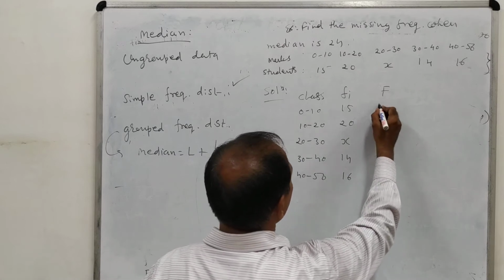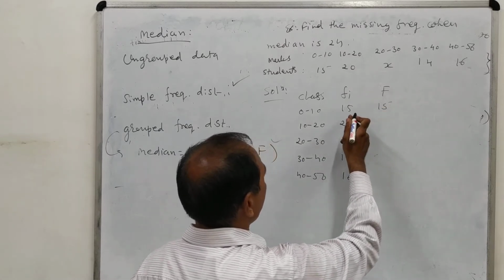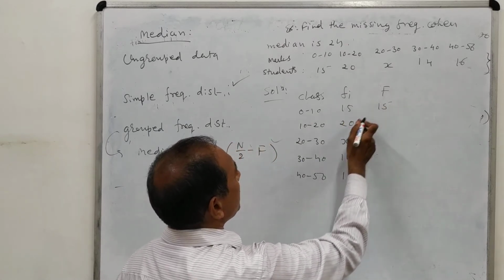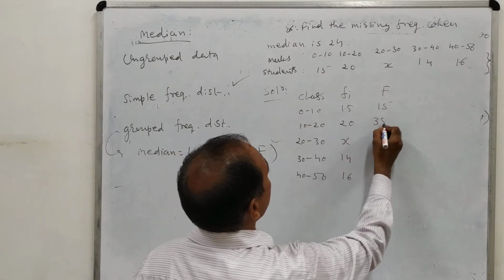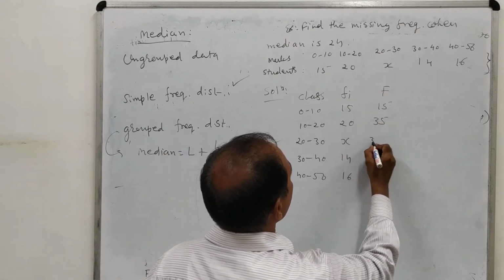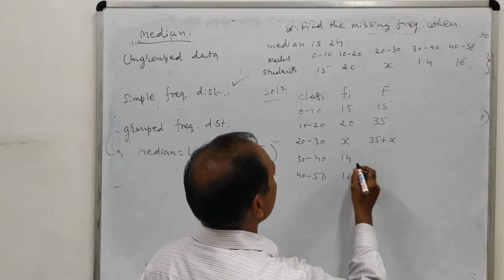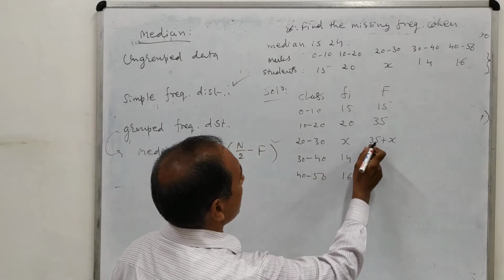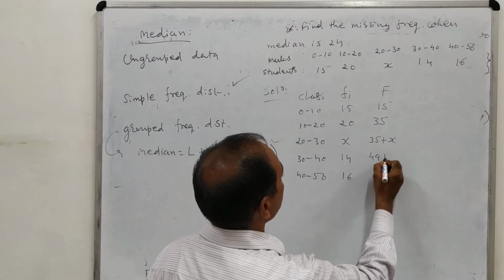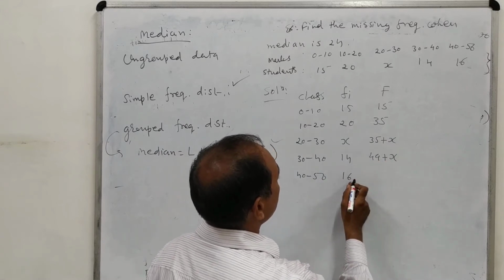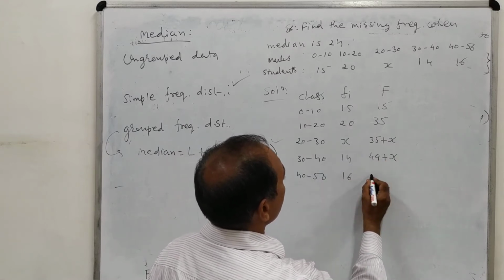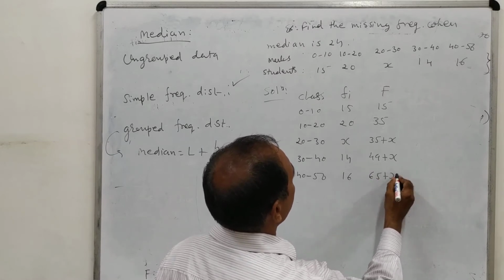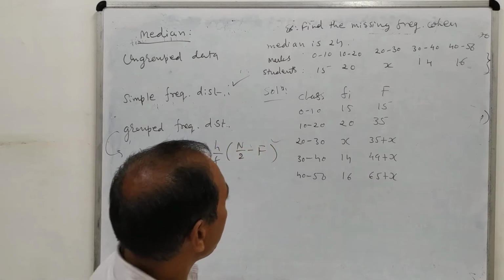Capital F is cumulative frequency. First we write down 15. 15 plus 20 is 35. 35 plus X is 35 plus X, we will write it as it is. Then 35 plus X plus 14, that means 35 plus 14 is 49 plus X. And 49 plus 16 is 65 plus X. So this is the cumulative frequency.